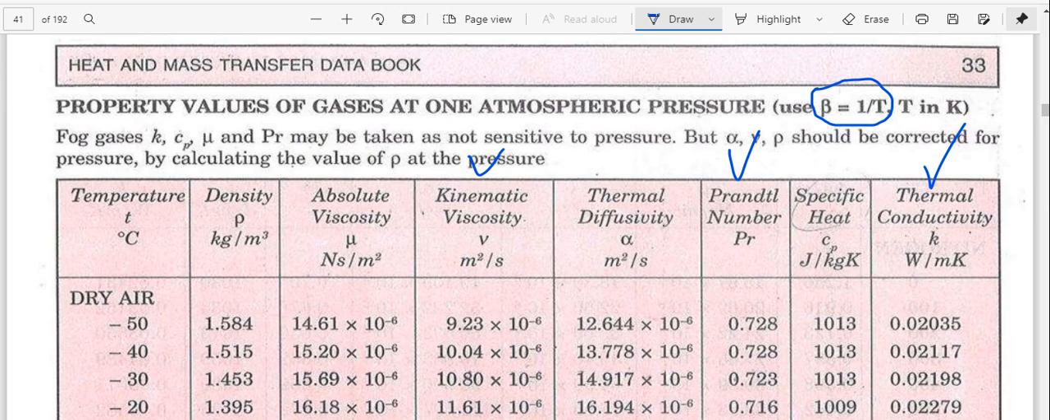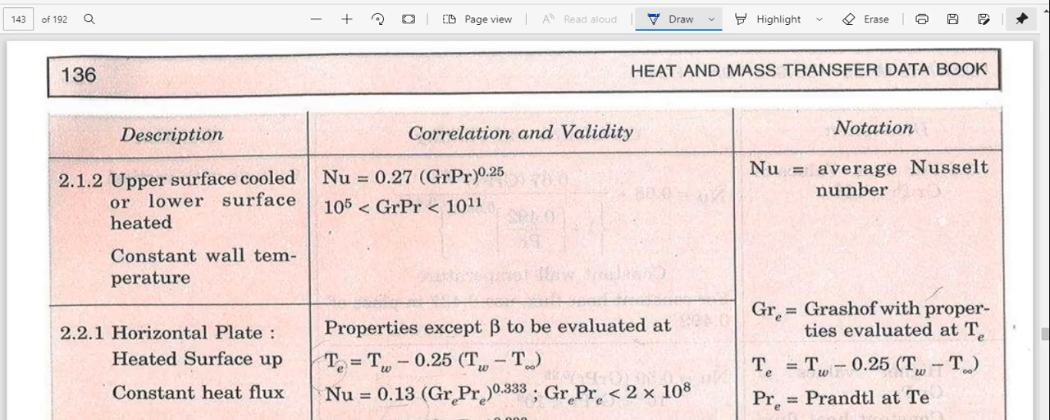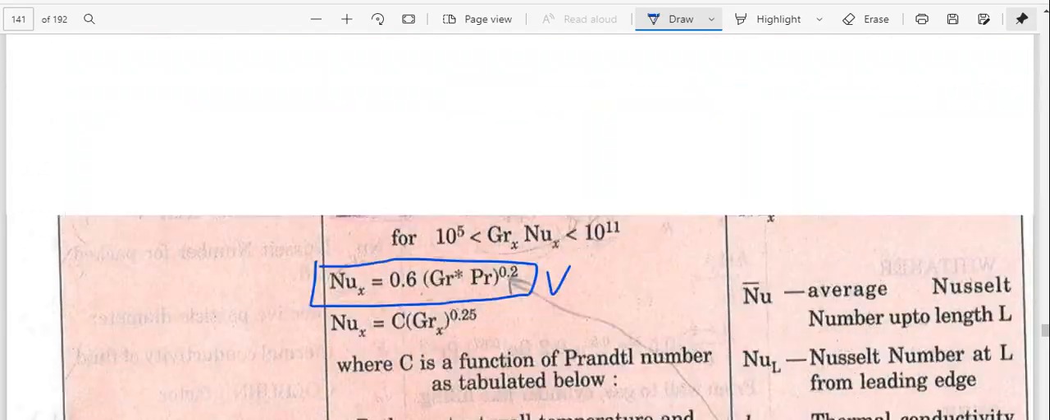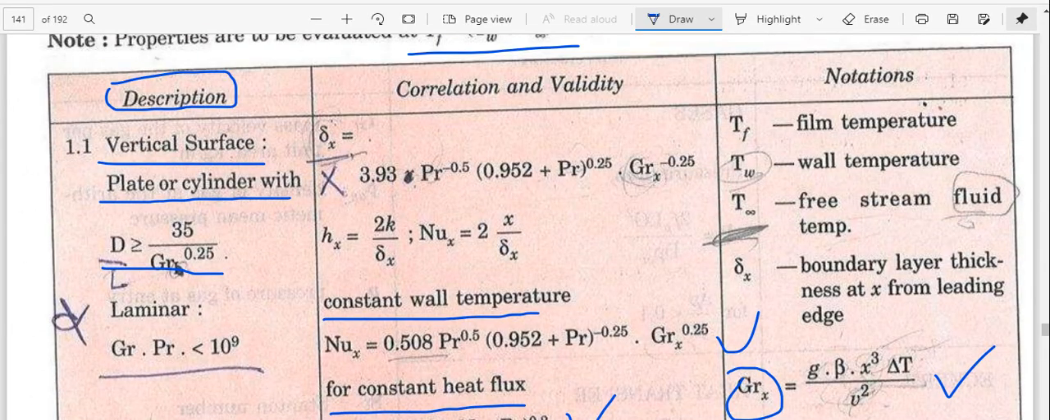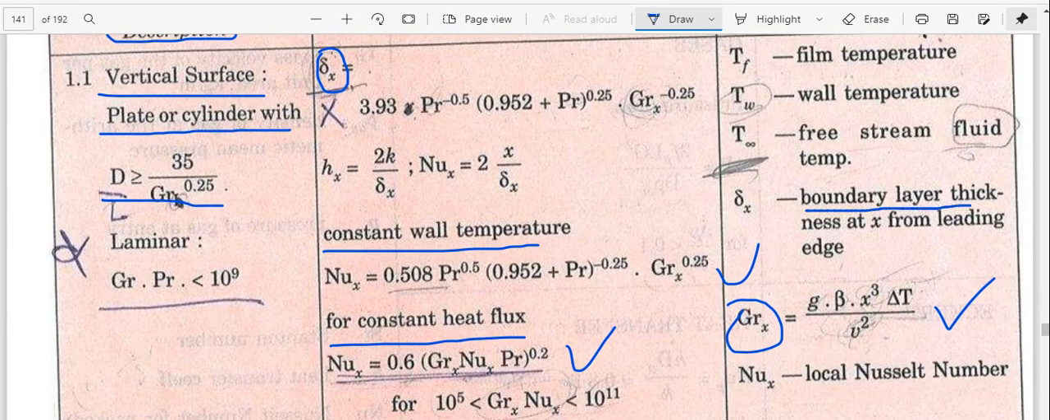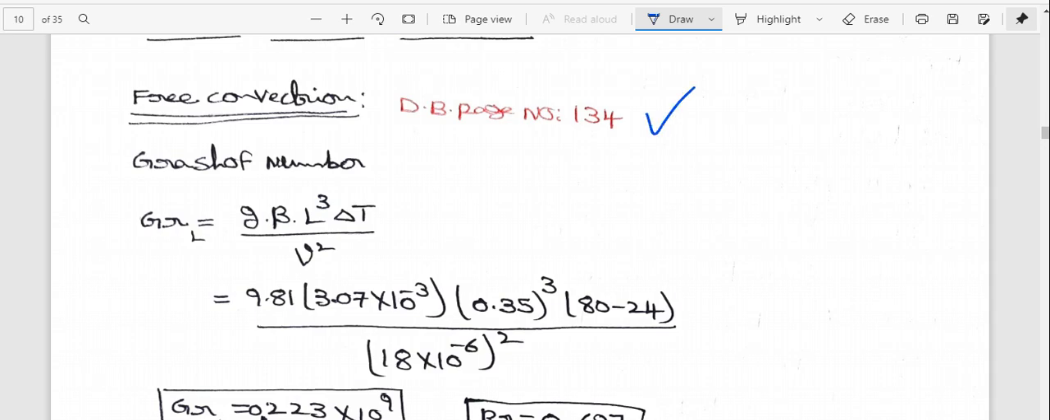So from data book page number 134, here delta x. What is delta x? Boundary layer thickness at x from the leading edge. So what is the x value? Here x is equal to L. So now we need to calculate the delta x value from data book page number 134.